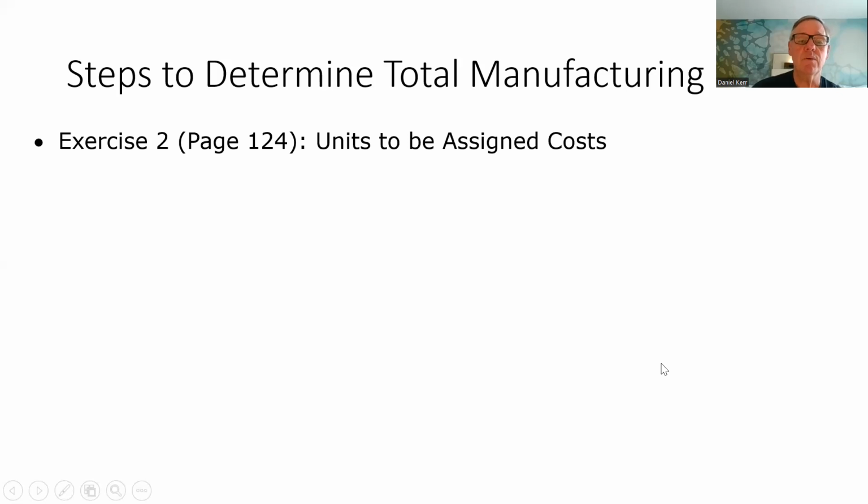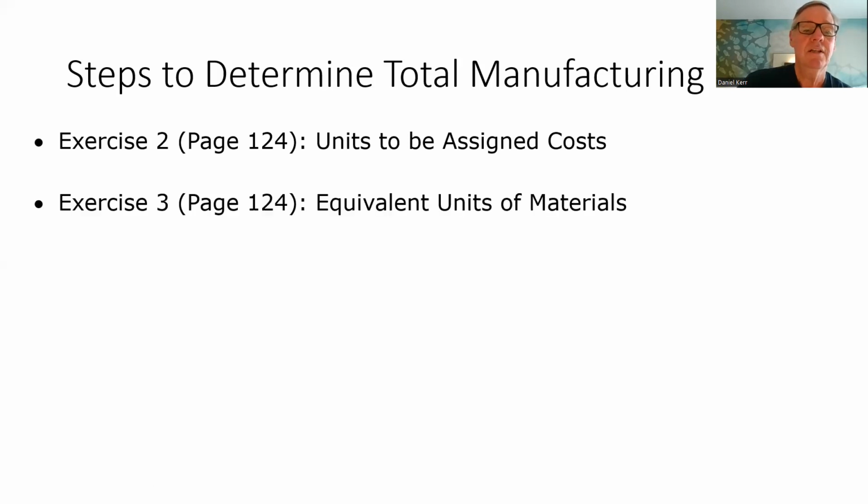So step number 1 was we had to figure out the units to be assigned costs. And this is what we did in exercise 2 on page 124. Here's where we determined what was in beginning inventory, what were the number of units started and completed this period, and what we determined was the number of units that were on hand at the end of the period. So the units to be assigned costs, we took a look at that in exercise 2.